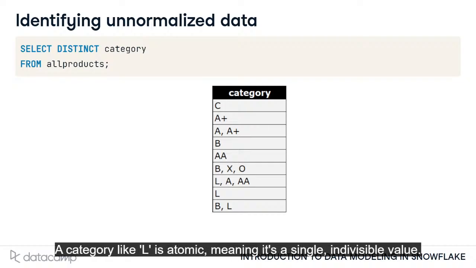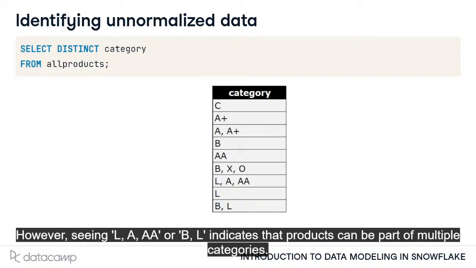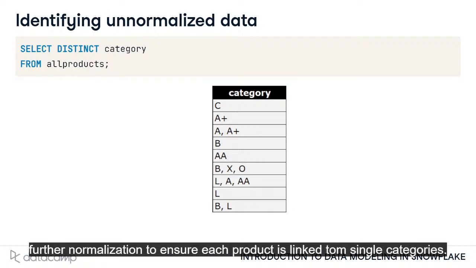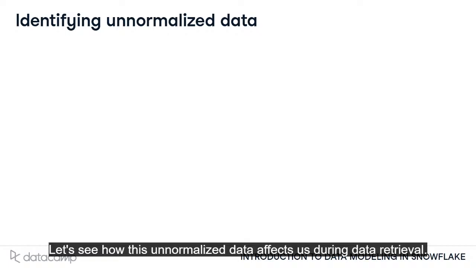A category like L is atomic. However, seeing L, A, AA, or B, L indicates that products can be part of multiple categories. This complexity signals that our data model could benefit from further normalization to ensure each product is linked to single categories. Let's see how this unnormalized data affects us during data retrieval.